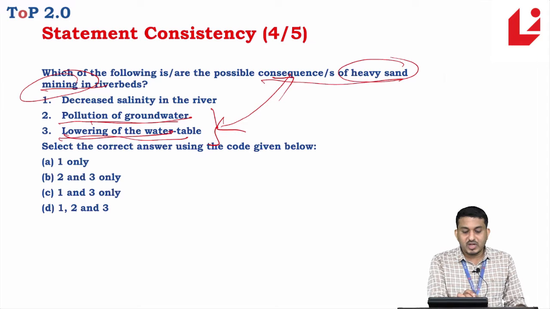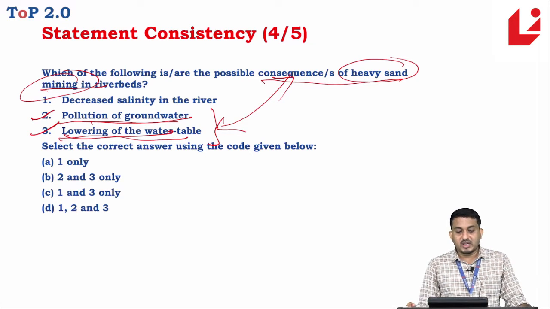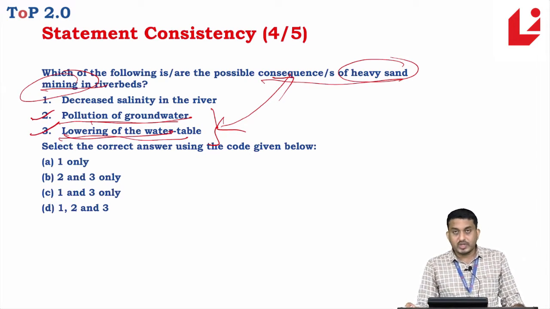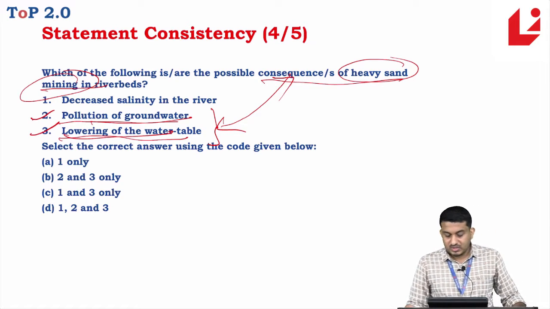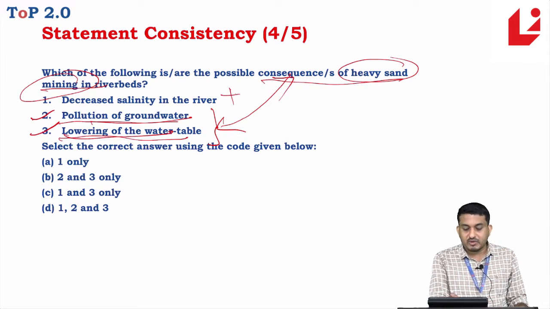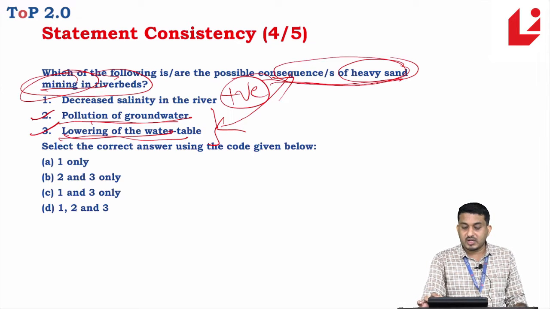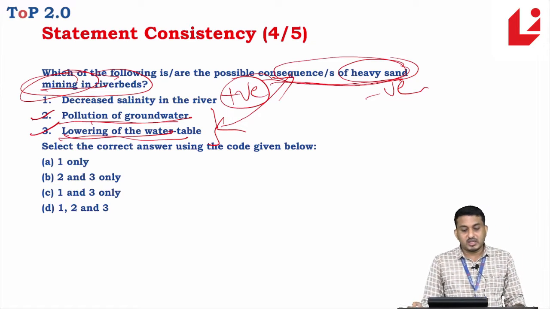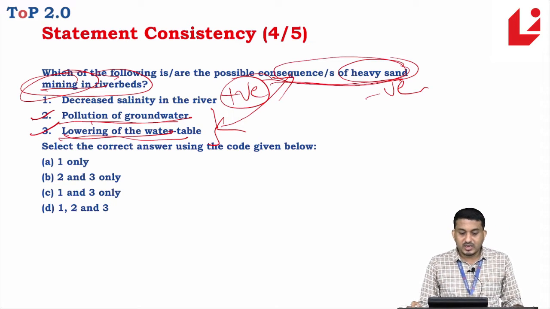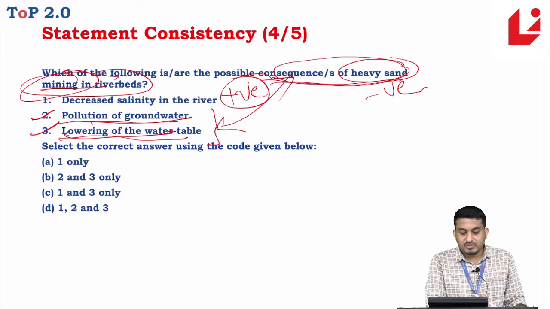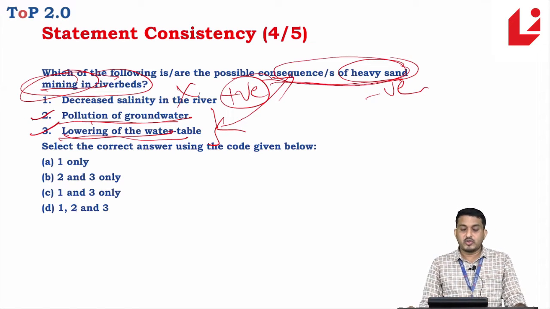Okay. Now you read statement 1, decreased salinity in the river. You know that a river is a fresh water source. So decreased salinity is something positive. Here it is possible consequences of heavy sand mining. Heavy sand mining is something negative. Getting it? So decreased salinity is something positive. So that means you can eliminate the first option. You can go with the second and third option. So that means answer is B, 2 and 3 only.